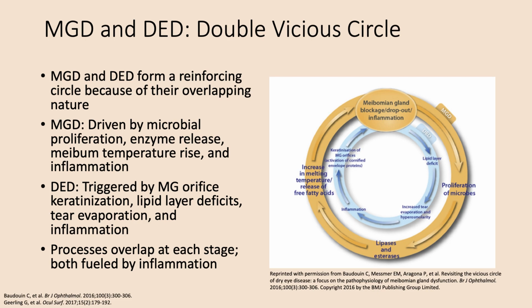And the processes overlap at each stage. They're both fueled by inflammation, or that at least worsens it. We're unsure of the exact cause or what triggers these events, but we do know that one causes the other to become worse. And unless you find something to break the cycle, then you're going to continue to have problems with patients having difficulty with their tear film, problems with complaints of all the usual symptoms that we associate with dry eye, from sandy, gritty to dryness to tearing, etc.